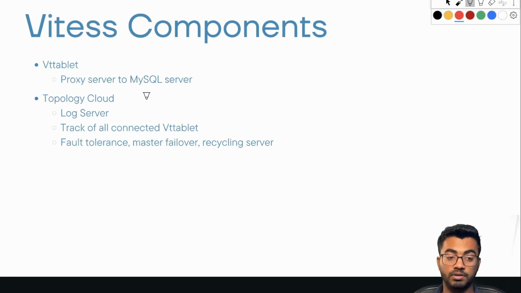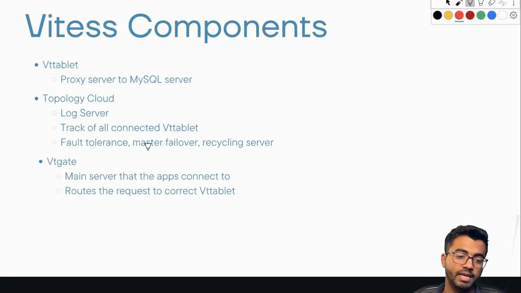The next important component is the topology cloud. The topology cloud is like a configuration source where all of the configuration and logs are stored. It keeps track of all the connected VT tablets, the master failovers, and any recycling needed for any of the servers, and handling all kinds of faults is the responsibility of this topology cloud. Vitess, as part of YouTube, implemented this using Chubby internally, and they used Zookeeper, which they open sourced.